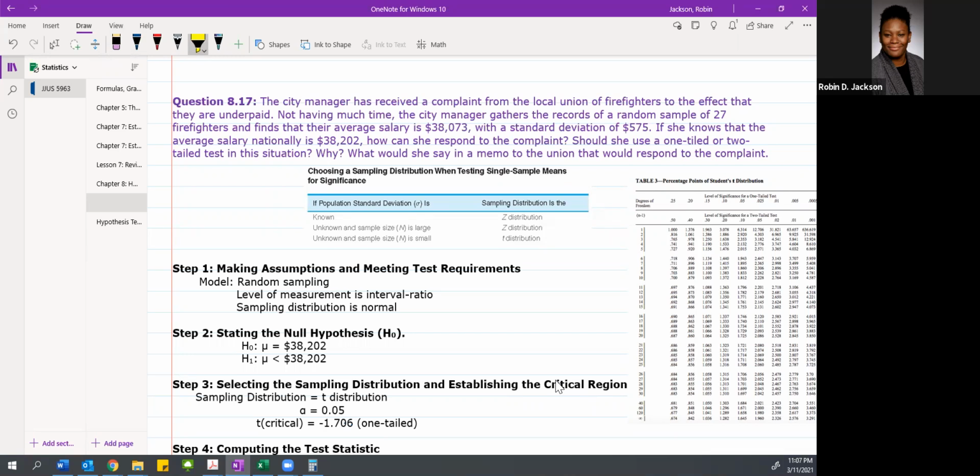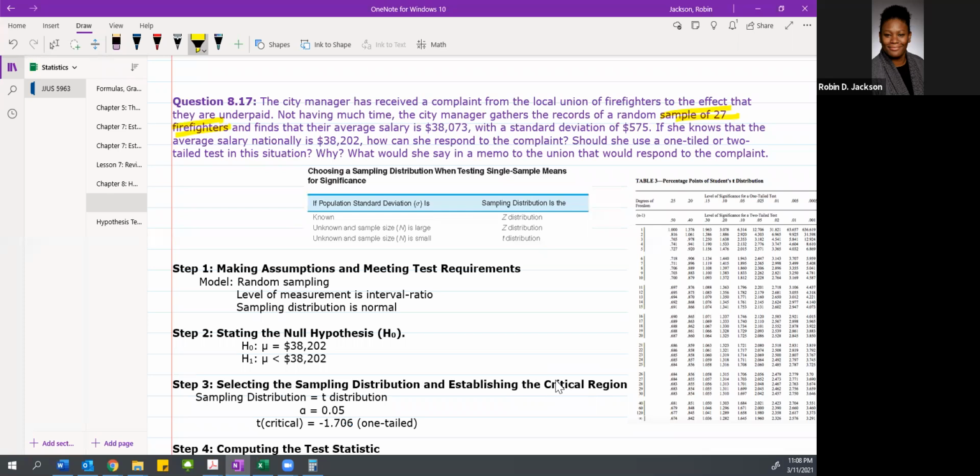Okay, so the city manager has received a complaint from a local union of firefighters to the effect that they are underpaid. Not having much time, the city manager gathers the records of a random sample of 27 firefighters. So there's our information about our sample. So we know we have a sample of 27 firefighters.